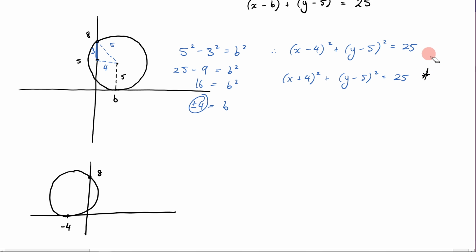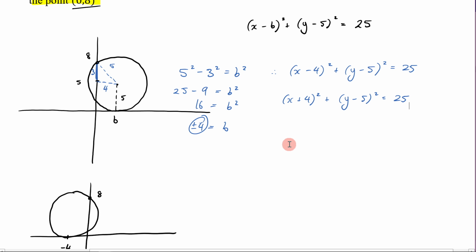All right, so that's how you answer that question, a bit of Pythagoras. So let me highlight those answers. That one and that one.